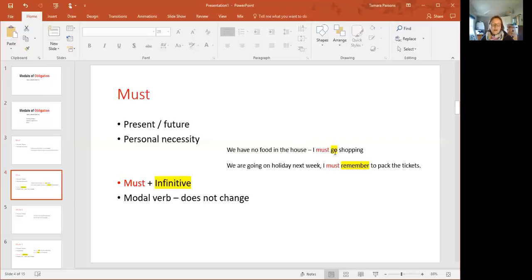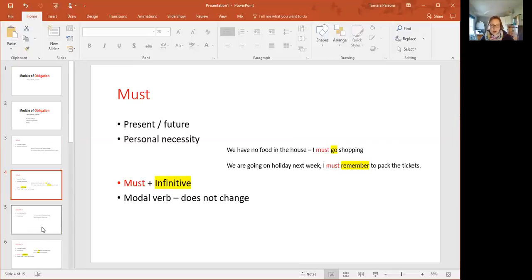Because it's a modal verb, it doesn't change. It doesn't matter who must do what, it still must. So I must go shopping. You must go shopping. He, she, it must go shopping. Okay, must doesn't change because it's modal. Go doesn't change because it's the infinitive.